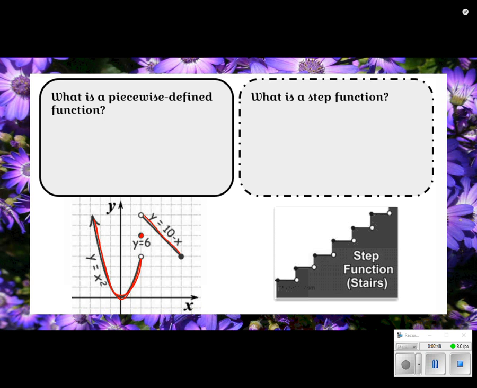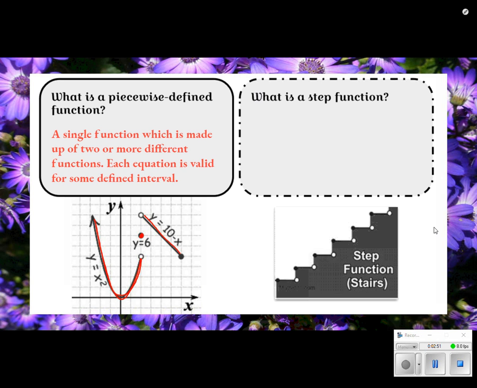So that's what a piecewise function is. It's a single function which is made up of two or more different functions. Each equation is valid for some defined interval. That means that over a certain span on the x-axis, you graph one equation, and at some point it stops and something new picks up. We're going to talk about that more tomorrow.